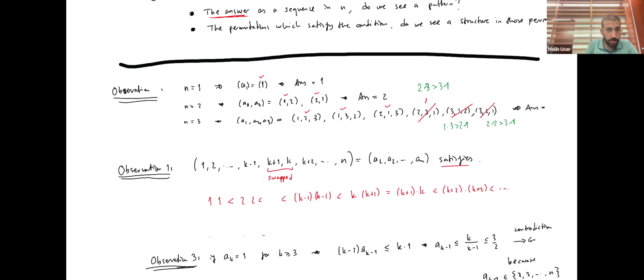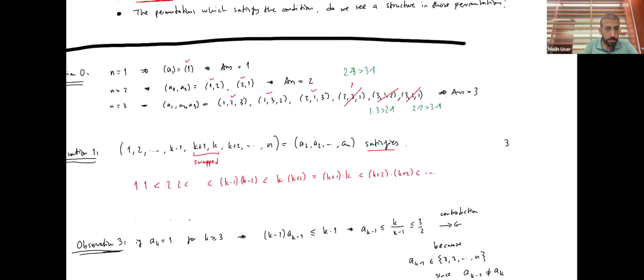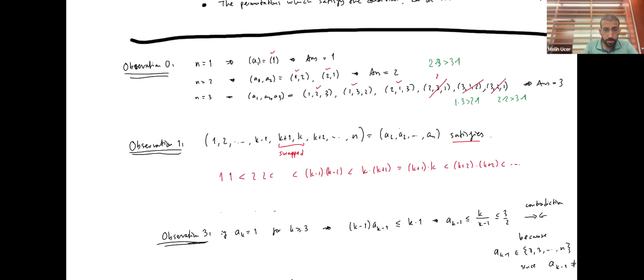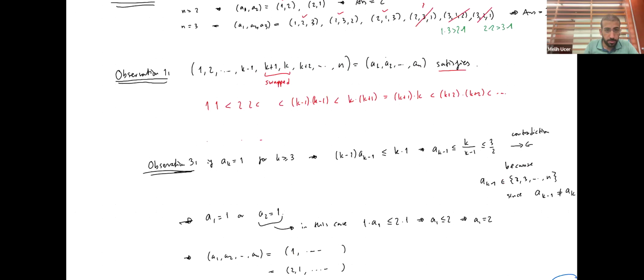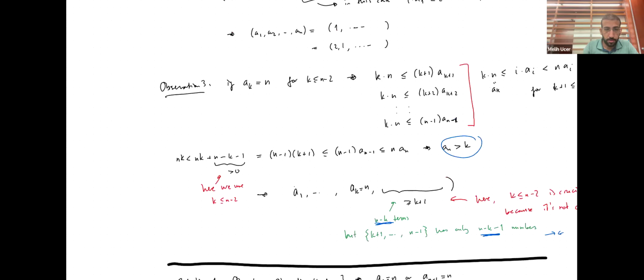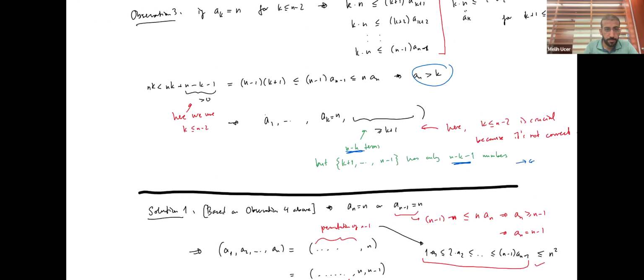Okay, this one I will call observation 0 because this is just about the counting of the small values. Now I will change the numbers of the observations. This I will call 2 and this 3. The solution is based on observation 3. Now I will explain what I mean.